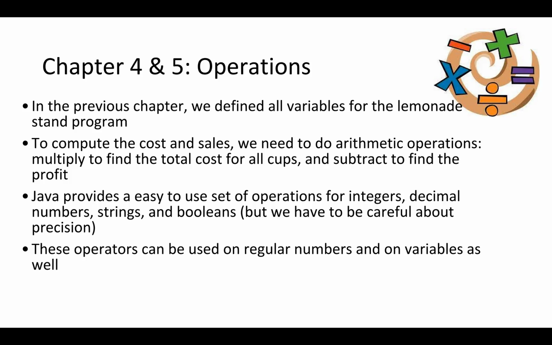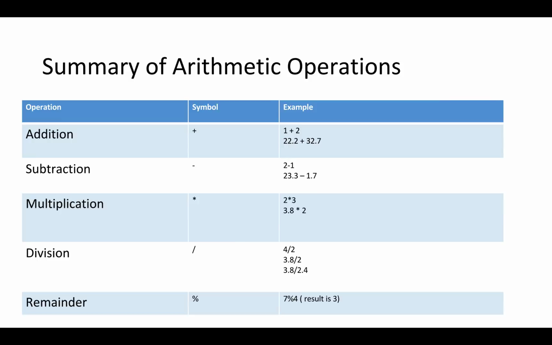In the lemonade stand, operations were critical to making a program that was actually useful. We had to work with variables and manipulate them using operations. So Java provides an easy to use set of operations for integers, decimal numbers, strings, and booleans. And you can use them on numbers or you can use them on variables. And this gives you the power to change how your code works based on what variables are declared to.